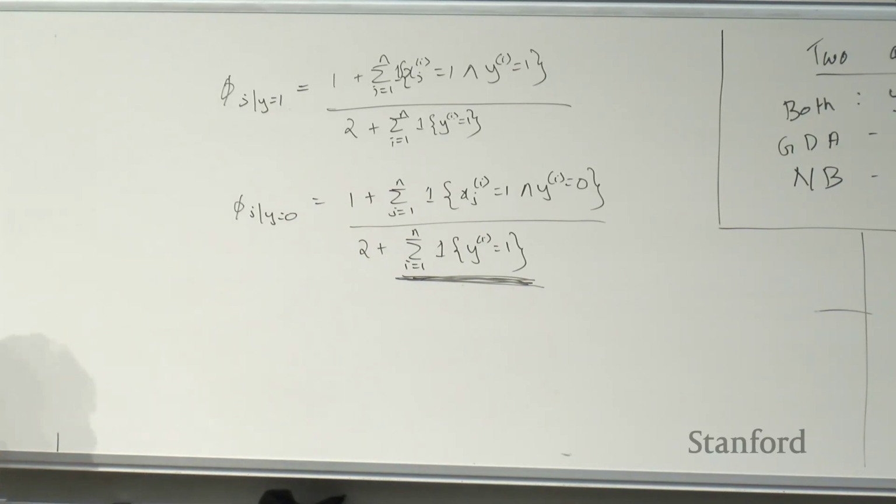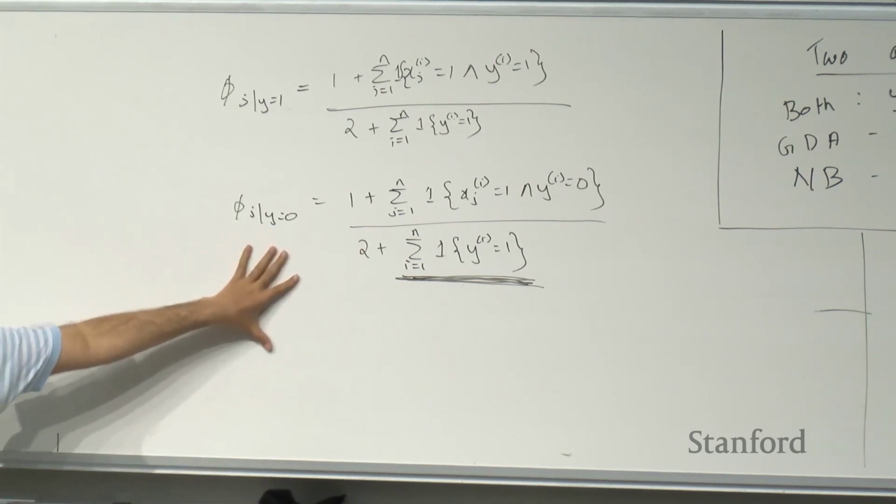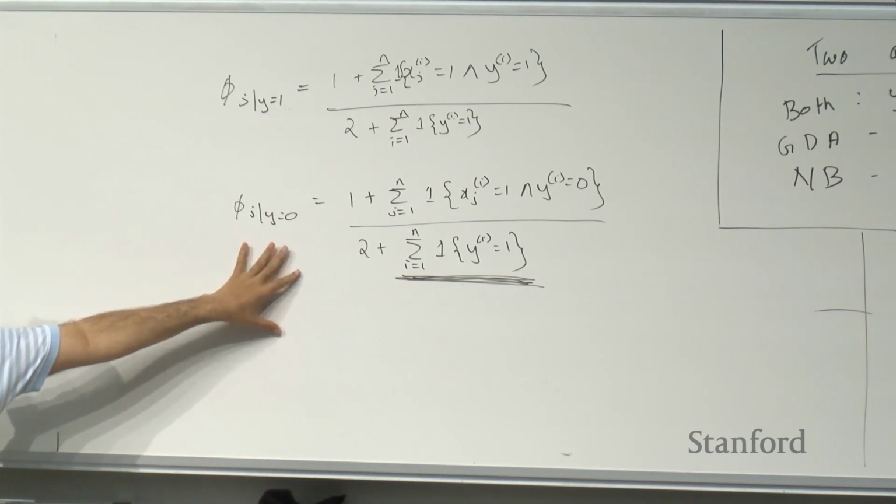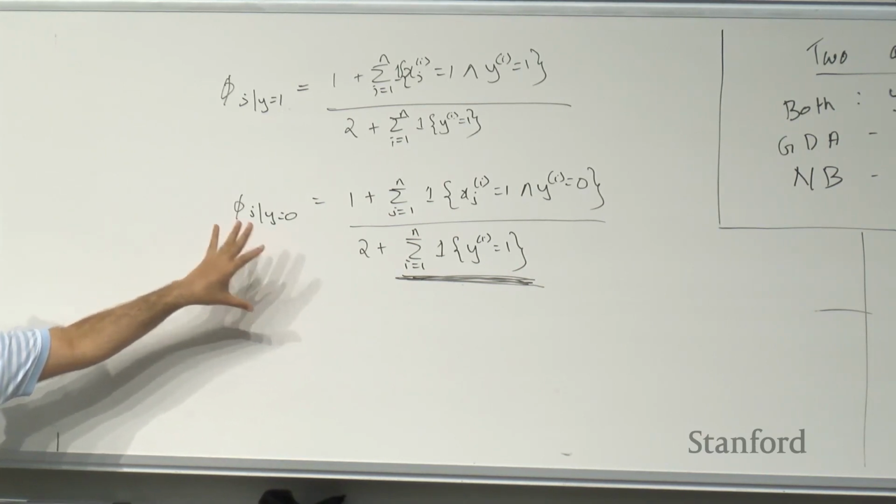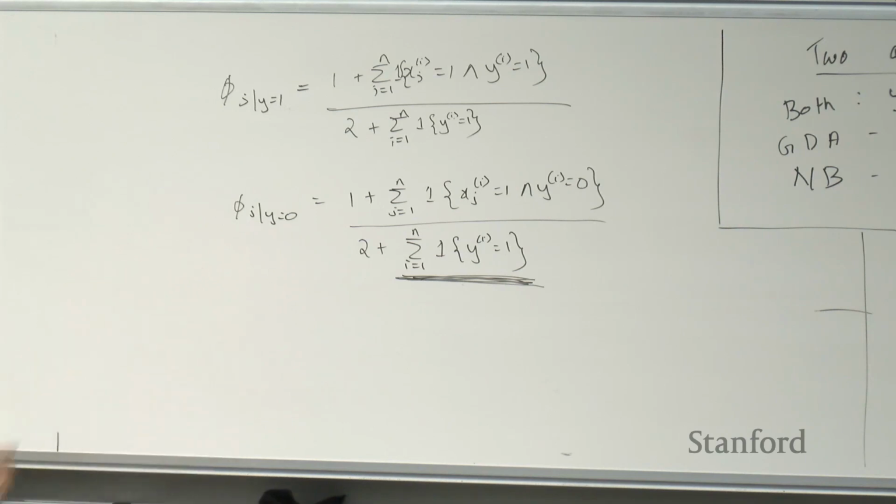Right? And if you're familiar with Bayesian statistics, this is like imposing a beta prior on your parameters. If you don't know what that is, don't bother. But it's not only just a heuristic argument, there's also a principled explanation of why this is a good thing to do. All right? So that's Laplace smoothing.